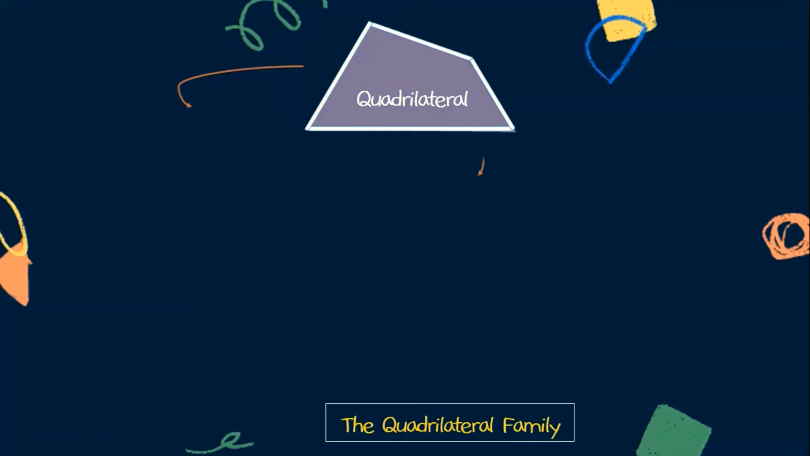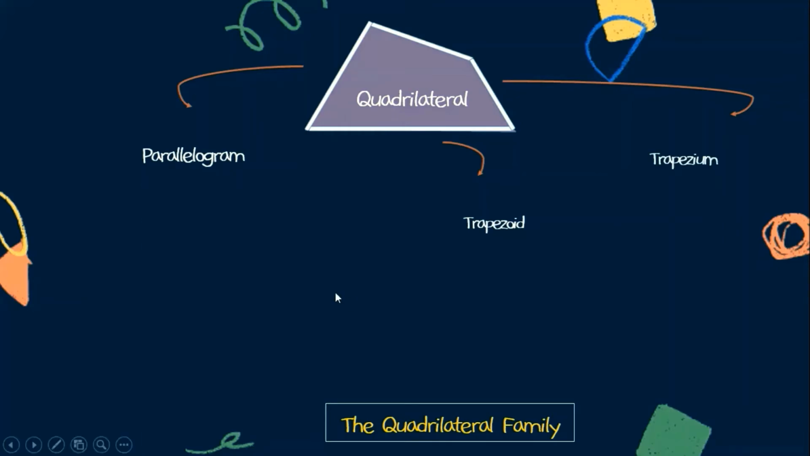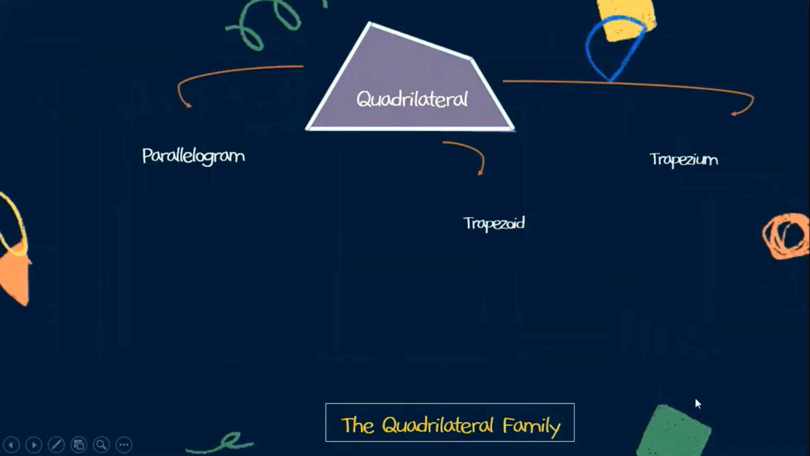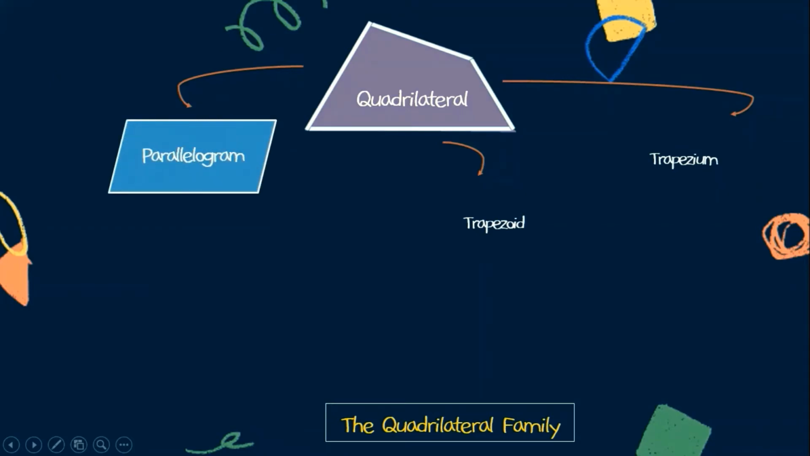Quadrilaterals can be classified majorly into 3. We have the parallelogram, trapezoid, and trapezium. Let's focus first on a parallelogram. A parallelogram is a quadrilateral with 2 pairs of opposite sides that are parallel. And this is how a parallelogram looks like. Meron siyang 2 pairs ng opposite sides na parallel. Ito yung first pair, parallel sila, at ito naman yung second pair. Parallel din sila. 2 pairs of parallel, opposite sides.